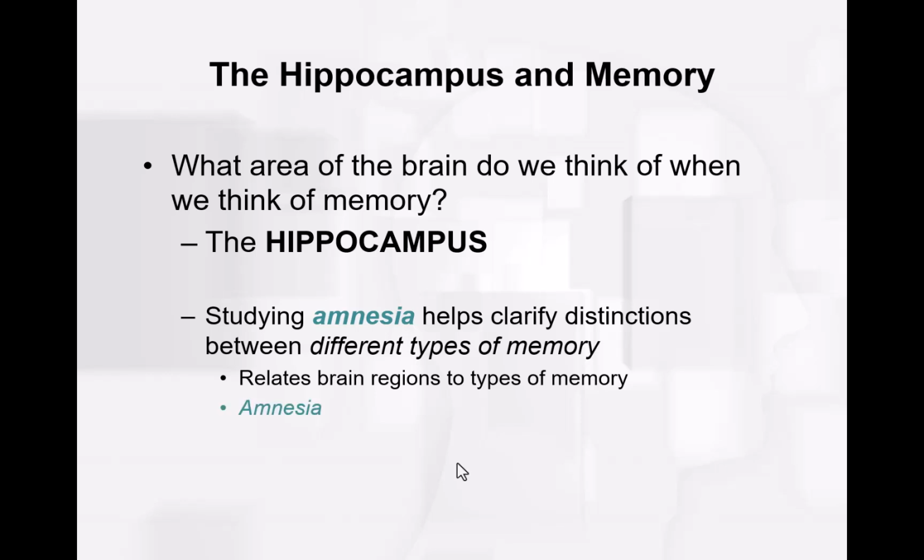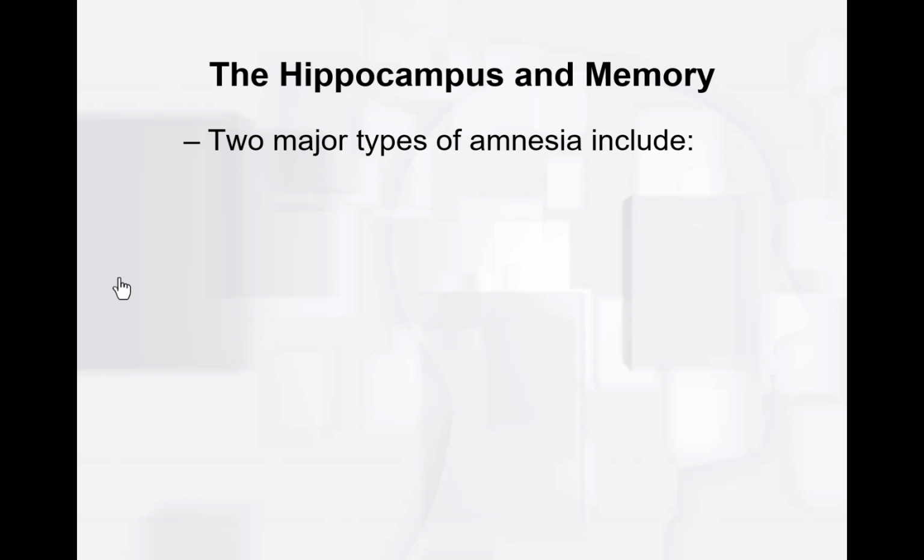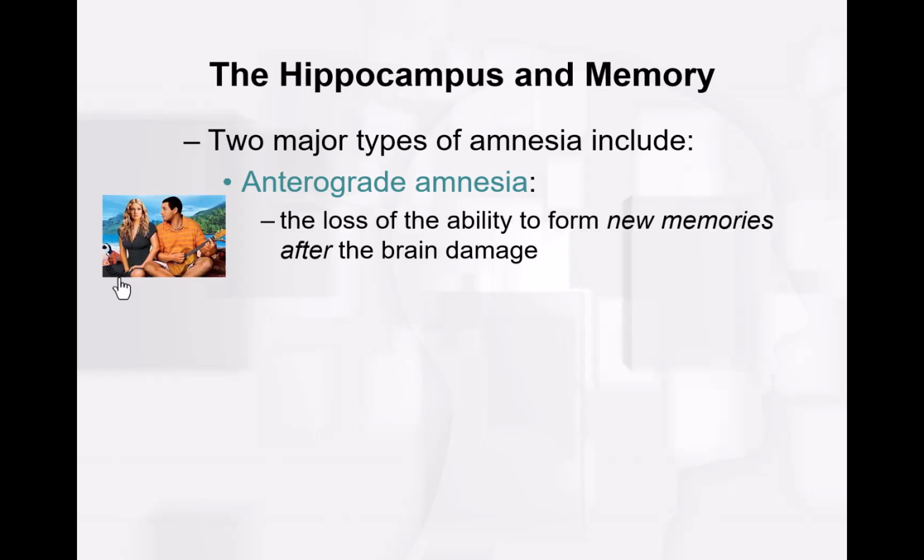And amnesia, just to define it, to make sure we're all on the same page, amnesia is memory loss caused by brain damage. It can also be caused by a psychological trauma too, but what we're going to be talking about really is to use amnesia to relate a brain region to a type of memory, so amnesia brought on by brain damage. So the two major types of amnesia we're going to identify are anterograde versus retrograde. Now, anterograde amnesia is the loss of ability to form new memories after the brain damage.